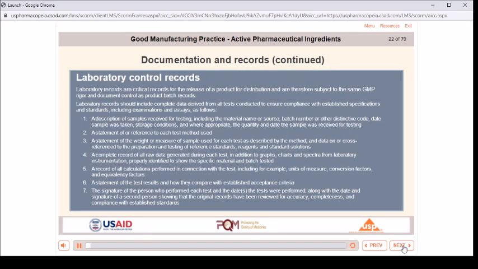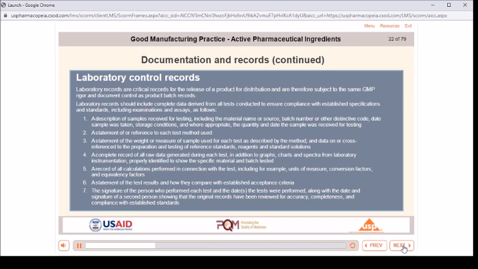Documentation and records. Continued. Laboratory control records. Laboratory records are critical records for the release of a product for distribution and are therefore subject to the same GMP rigor and document control as product batch records. Laboratory records should include complete data derived from all tests conducted to ensure compliance with established specifications and standards, including examinations and assays, as follows.